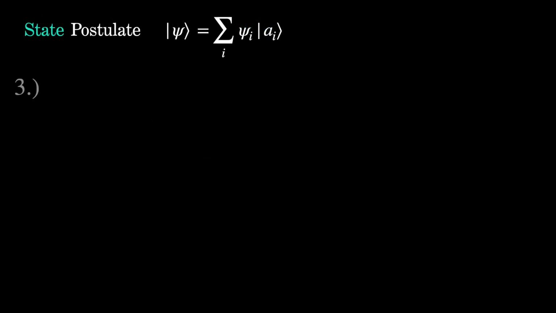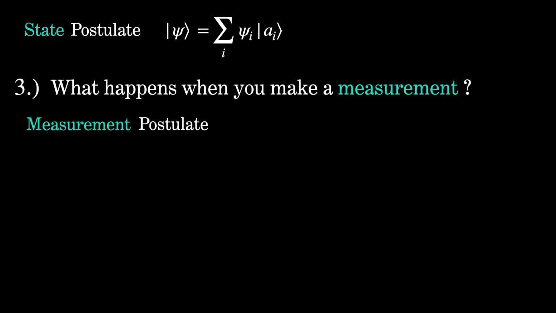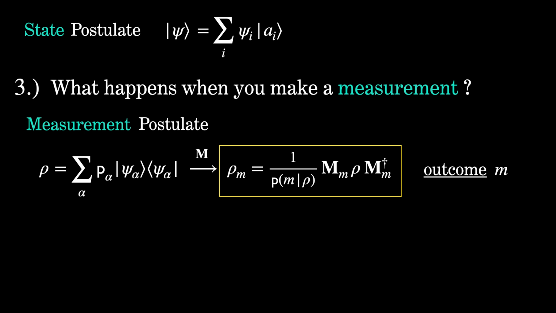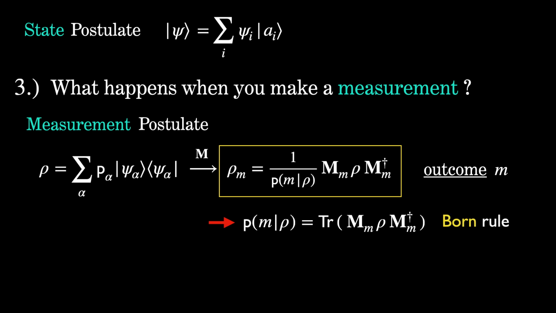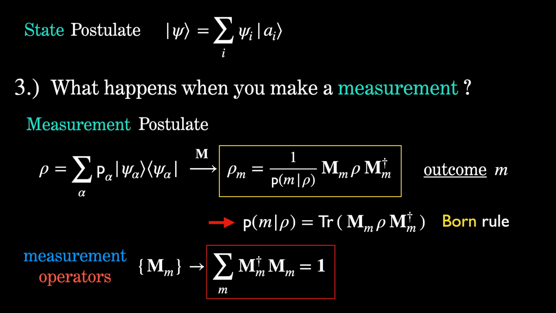The third question asks, what happens when we make a measurement on the system? Quantum mechanics answers this with the measurement postulate. This is what we have just discussed, our general formalism of measurement, which describes the transition of a system to a particular measurement outcome, and assigns a probability for this outcome. The key element is the set of measurement operators which satisfy the normalization condition.